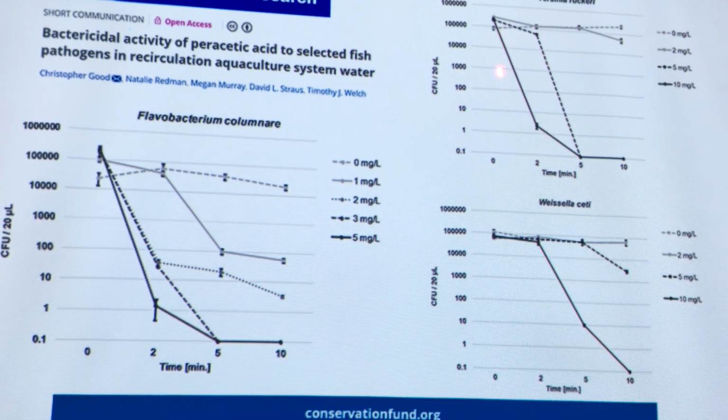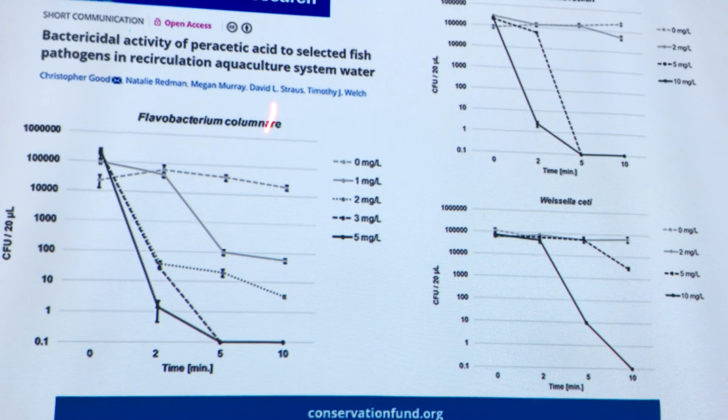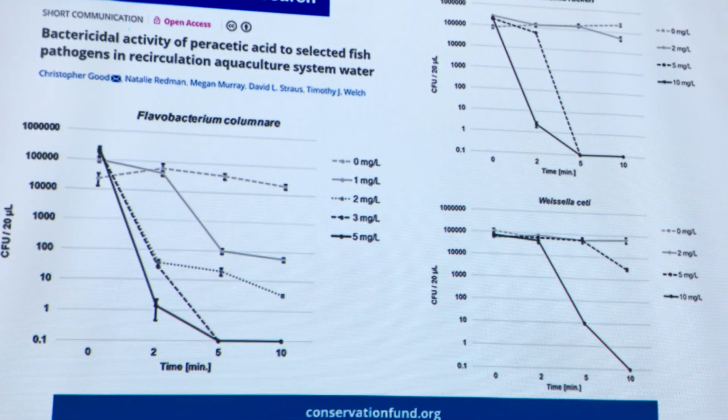Yersinia ruckeri, sorry about this slide, by the way. I think we're all expecting a bigger screen. But you can see here with Yersinia ruckeri, we're able to achieve the same at 5 milligrams per liter for 5 minutes. Weissella ceti was a bit more difficult. We needed 10 milligrams per liter for 10 minutes to kill that bug entirely. Probably because it's a gram-positive agent, so they've got a thicker cell wall, a bit more resistant.